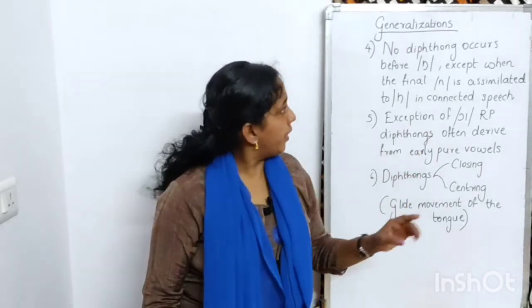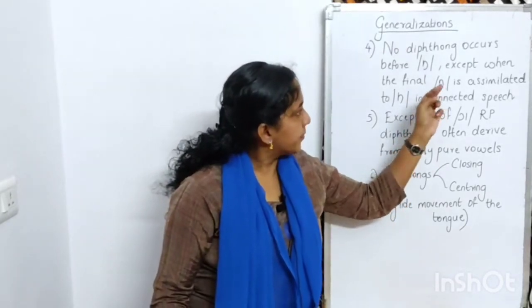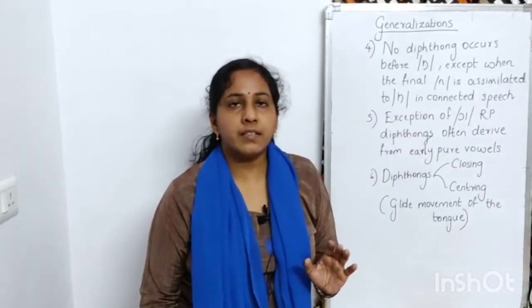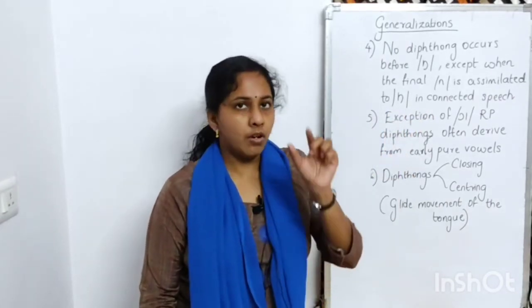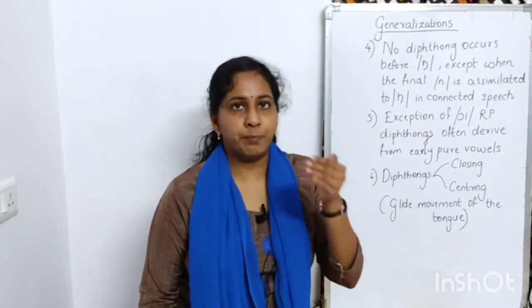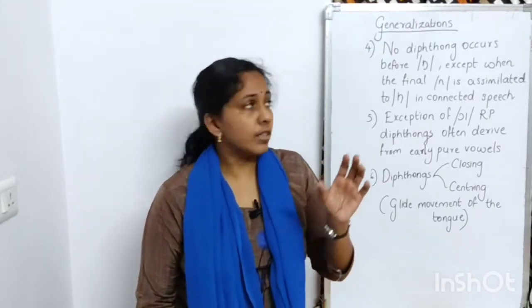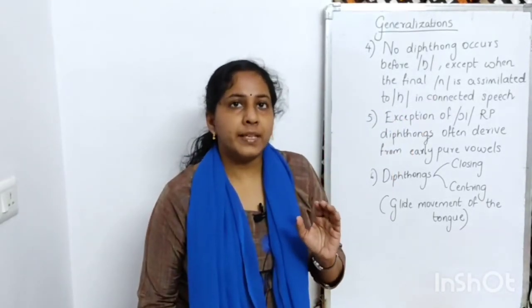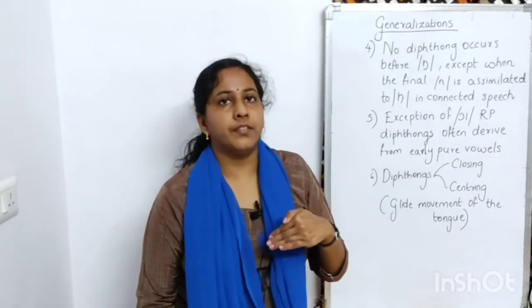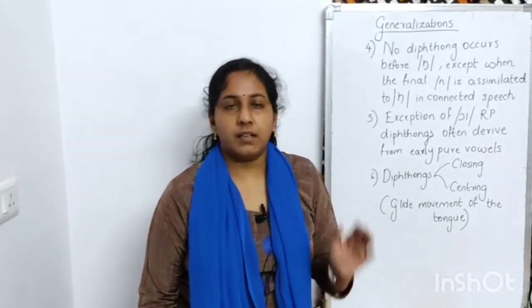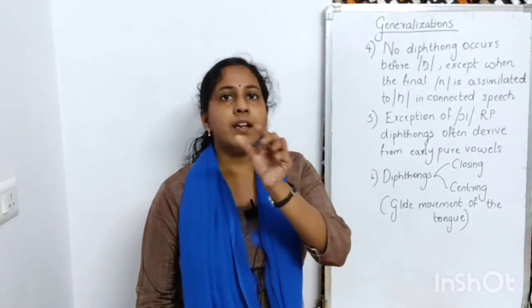There is an exception. When the final n is assimilated to ng in connected speech. Connected എന്ന് പറഞ്ഞാൽ നമ്മൾ ഒരുമിച്ച് പറയുമ്പോൾ, not just one word, we speak like that as in conversation when we go on speaking. In the connected speech, if there is n sound, then there will be ng just before the diphthong. Okay. For example, she is going to play. I am telling she is going to play.